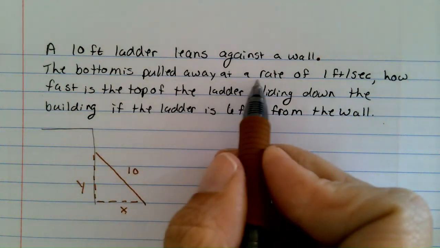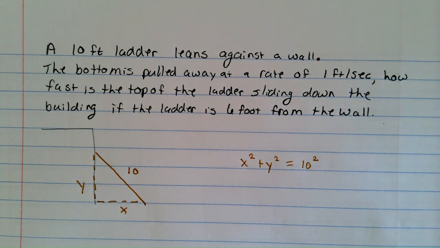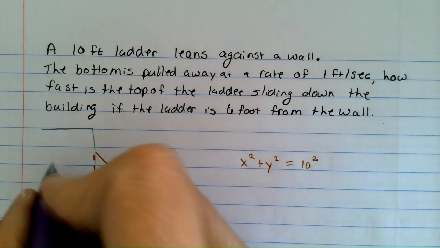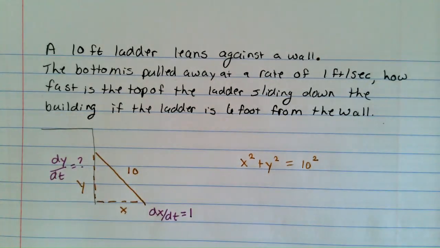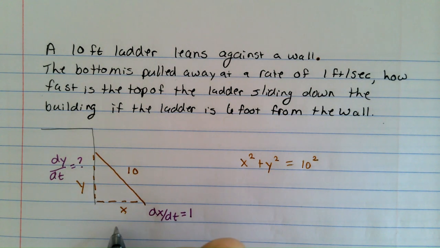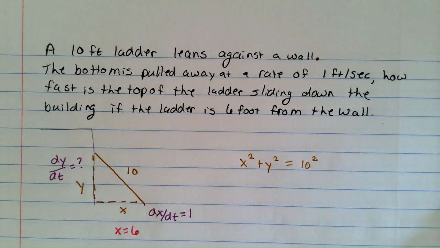Okay, the bottom is pulled away at a rate of 1 foot per second. So that says dx/dt equals 1. How fast is the top of the ladder sliding down? So dy/dt is the question. And they tell us that we are 6 foot away from the wall. So they tell us x equals 6.